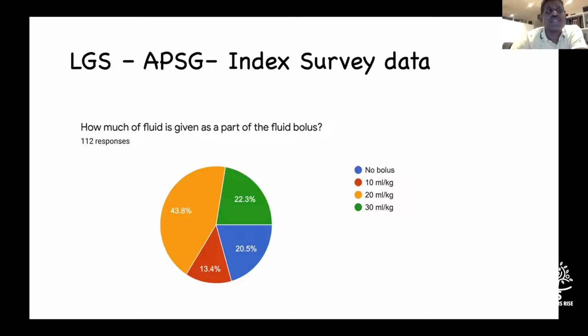The second one was how much fluid bolus. You can see that up to 20% of them give no fluid bolus. They give maintenance fluids, which is good. And if they are able to achieve good results, I want to look into the data and see how they are managing those patients. In acute pancreatitis, like I said, these answers are never complete.